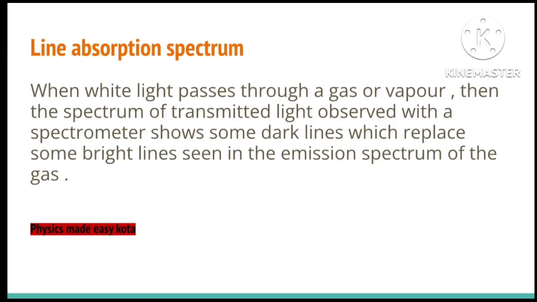Now next is the line absorption spectrum. When white light passes through a gas or a vapor, the spectrum of transmitted light observed with a spectrometer shows some dark lines which replace some bright lines seen in the emission spectrum of the gas. Such a spectrum is known as the line absorption spectrum.